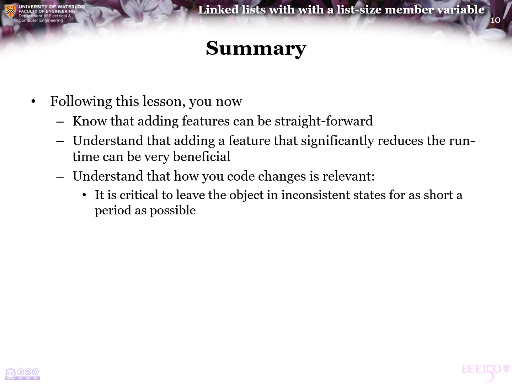So, following this topic, you now know that adding features can in some cases be quite straightforward. And you understand that adding features that significantly reduce the runtime can actually be very beneficial. So rather than counting all the nodes in a linked list, we've now just reduced calculating the size to returning a single member variable. You understand how code changes, however, are also relevant. For example, it is critical to leave the object in an inconsistent state for as short a period as possible so that future programmers who are editing your code do not accidentally assume that the object is currently in a consistent state.